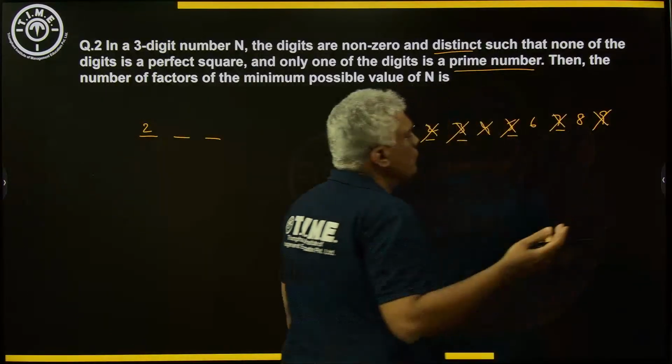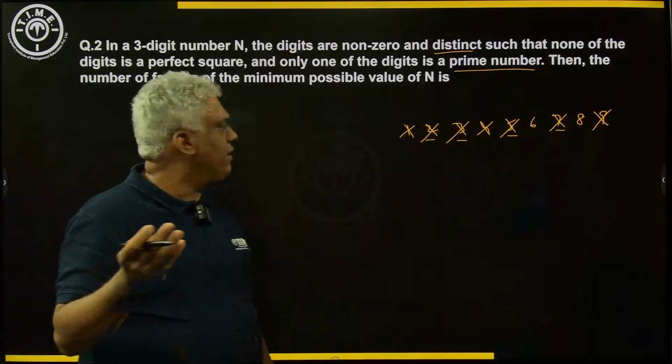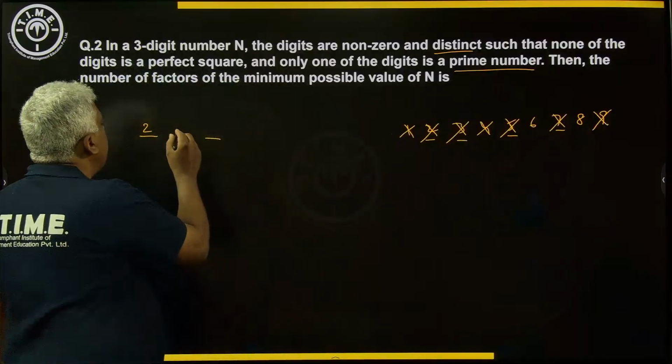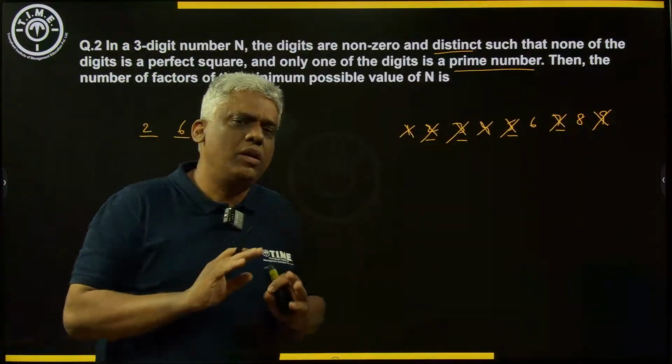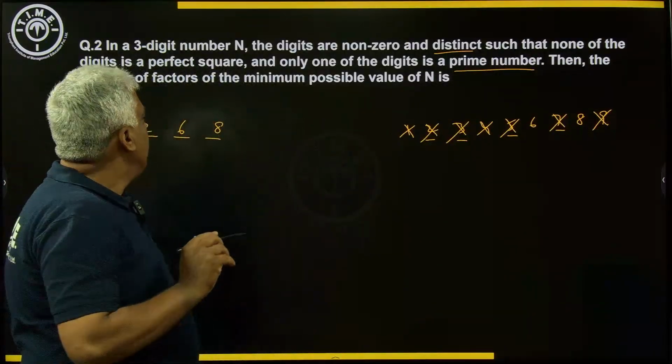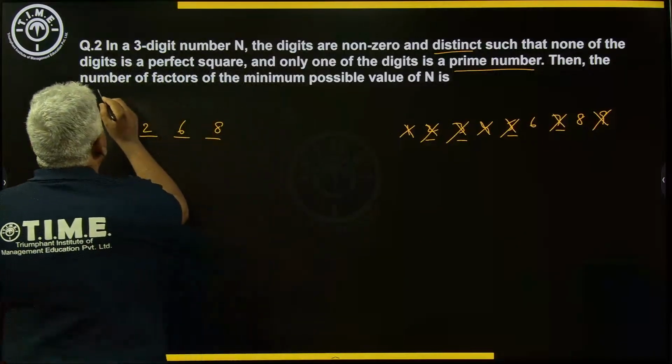7 is gone. So what is left? 6 and 8 are left. And since we need the minimum number, this has to be 6 and this has to be 8. So this is the minimum number possible with the given constraints, right? Now we have to find the number of factors, right?